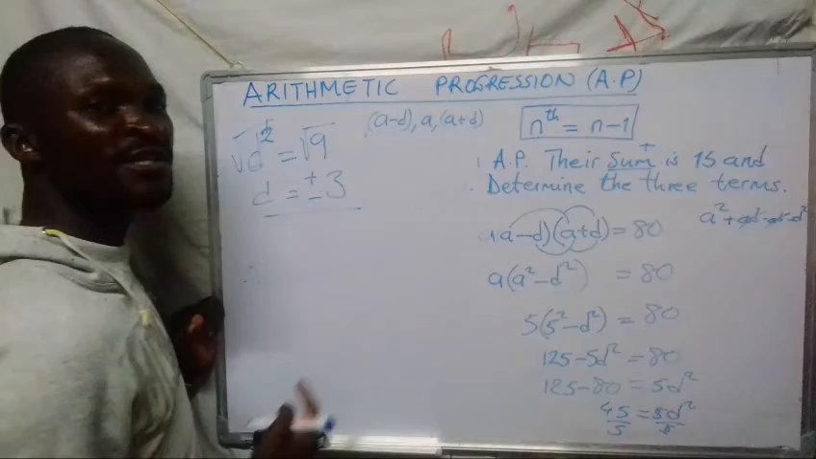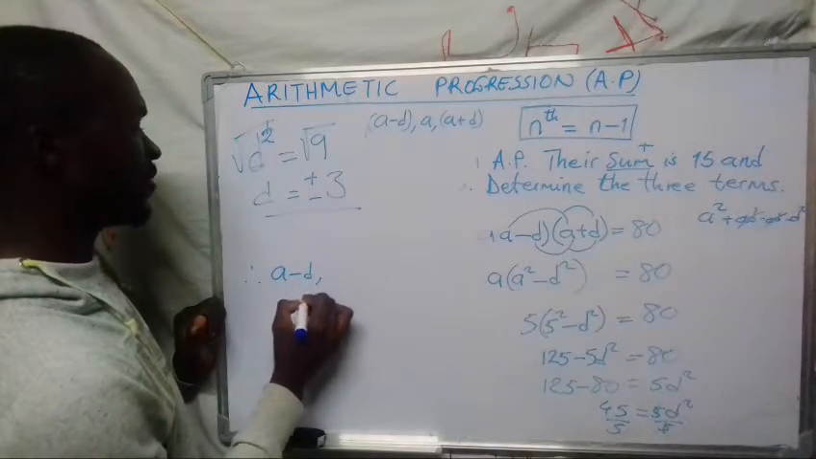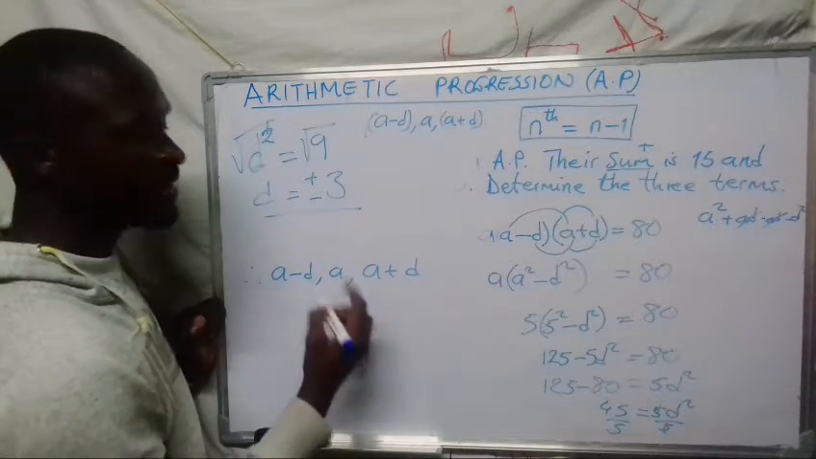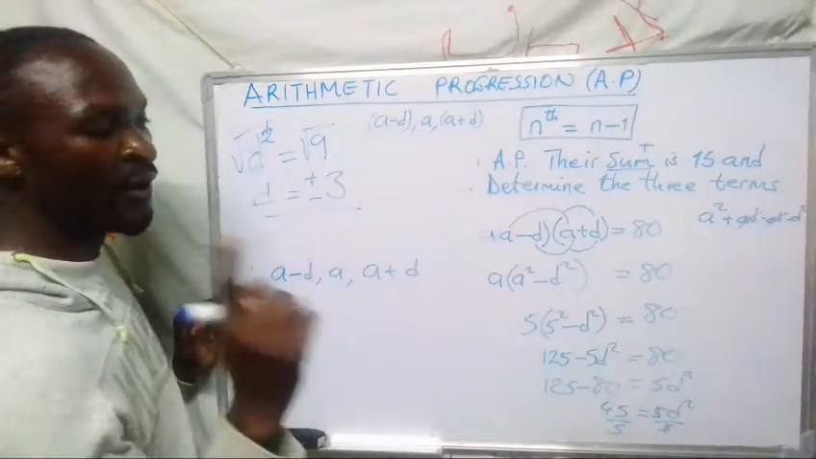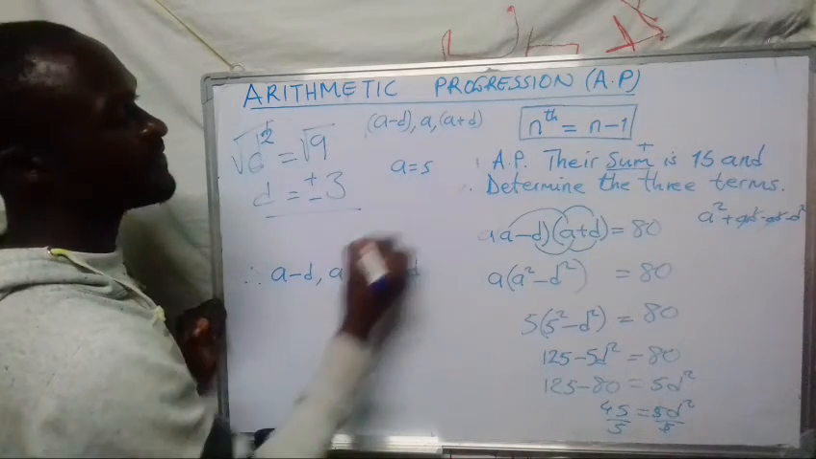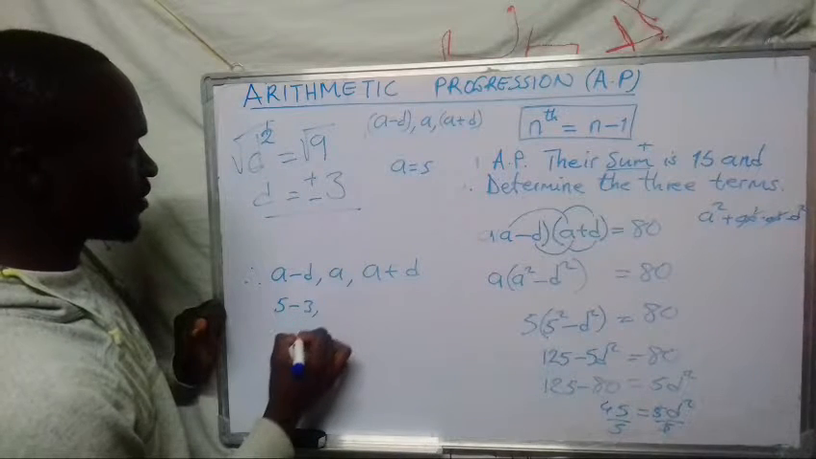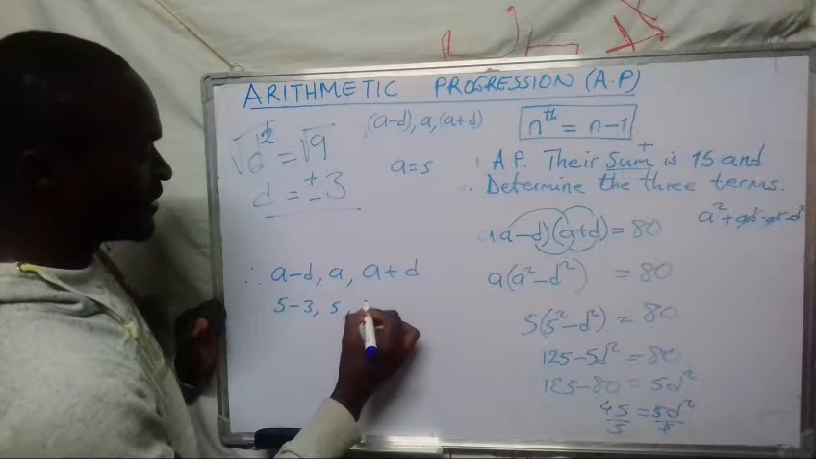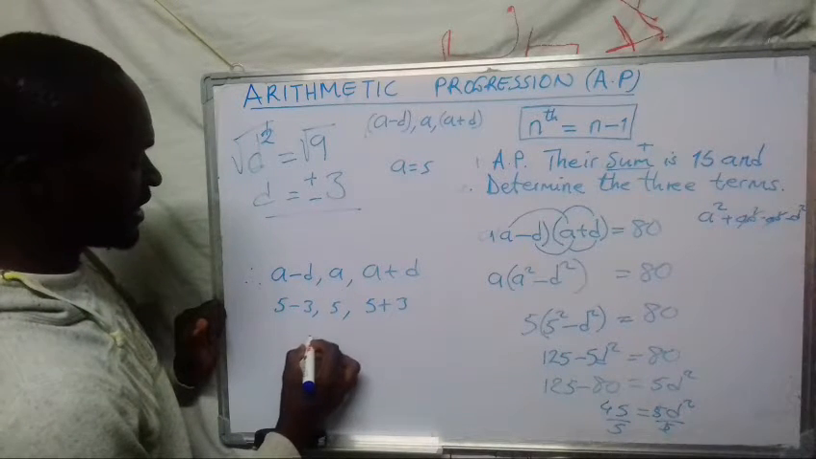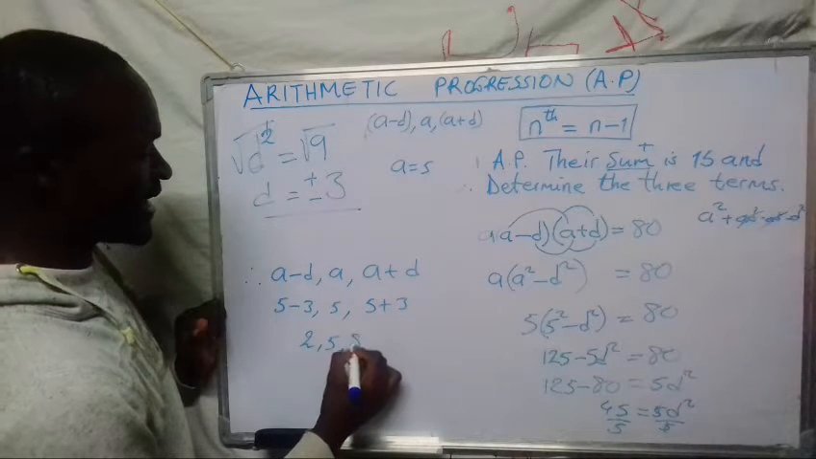Using this consecutive concept, what you are going to do is A minus D, comma, A, comma, A plus D. Therefore, for A, we know A is what? A is 5. Remember that. We find the value to say A is 5, and D is representing this 3. Therefore, 5 minus 3, comma, 5, comma, 5 plus 3. Therefore, 5 minus 3, the answer is 2, comma, 5, comma, 5 plus 3, this is 8.